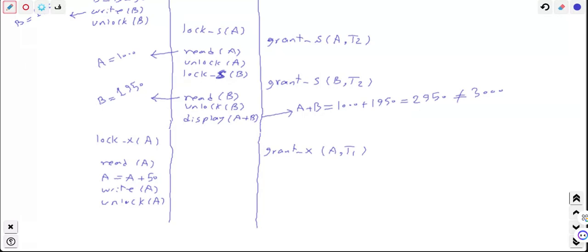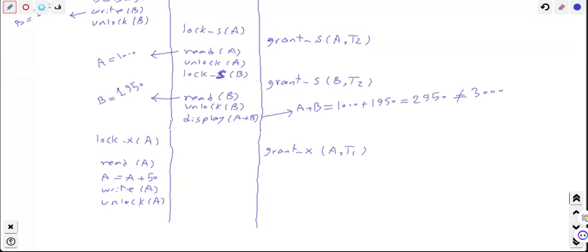Despite using locking, we reached an inconsistent state. So this example shows that using locking is not enough for consistency. We need other things. We need an additional thing.